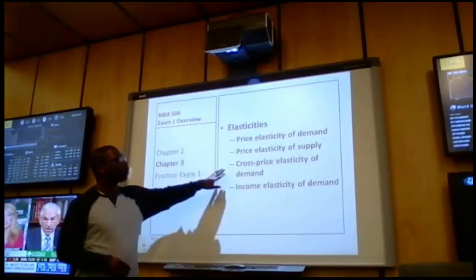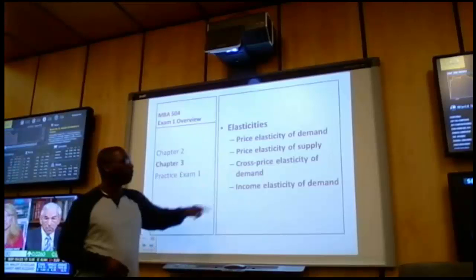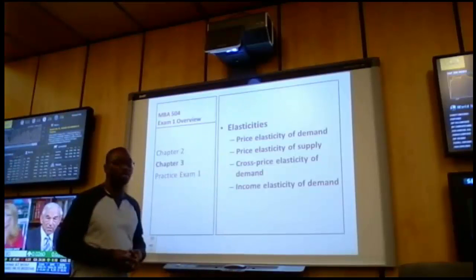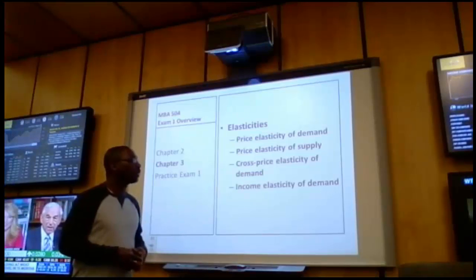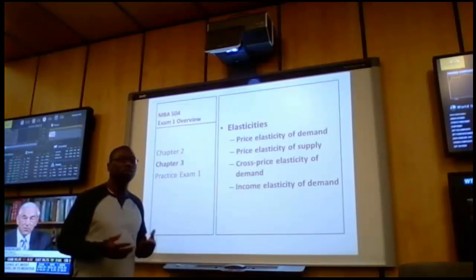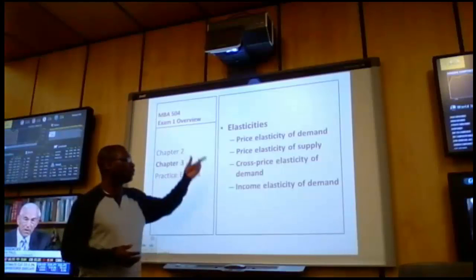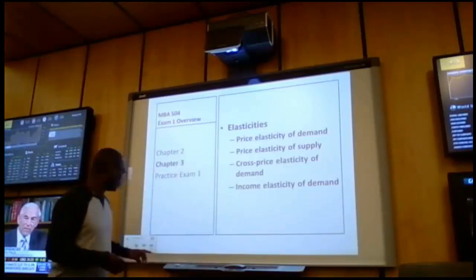In Chapter 3, we introduced elasticities, and we introduced four major types of elasticities: price elasticity of demand, price elasticity of supply, cross price elasticity of demand, and finishing up with income elasticity of demand. Good news, the equations are provided for you in class, will be given to you, so you do not have to memorize the equations for these types of elasticities.